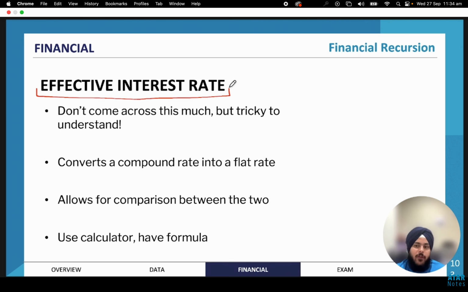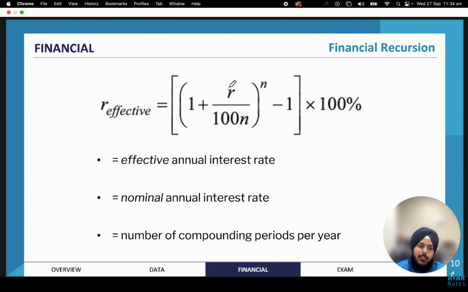So nominal is the one that says this is what we're going to be charged. The effective interest rate is how much we're actually going to be charged if it's compounding on a more frequent basis. There's a formula to calculate the effective interest rate from the nominal annual interest rate. This formula is in your summary data book. But you don't need to use this because you have an interest conversion menu on your calculator.